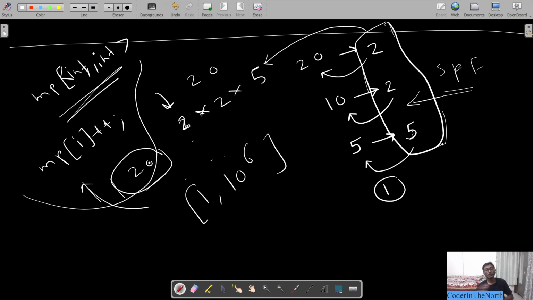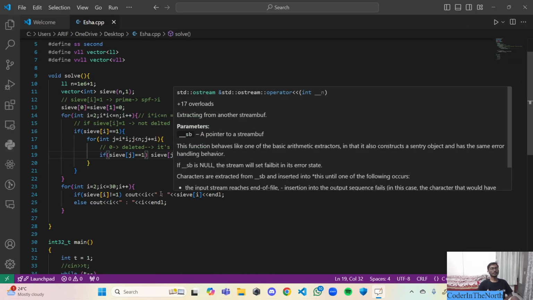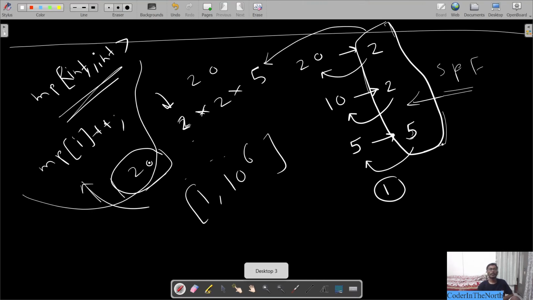I think we'll move to the code. So now what's the problem here? The problem is, here we assign 1 for the numbers which are prime, because we are iterating from I into I. So if we have to do factorization, we can still keep this thing. What do we have to change here now?